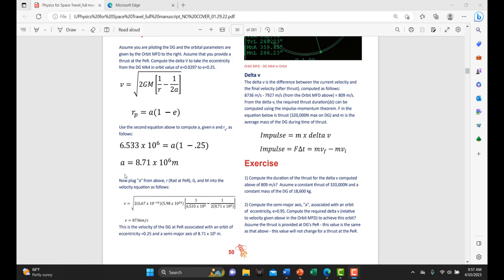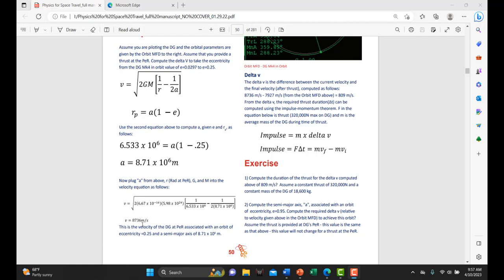Now I plug that into the velocity equation to get the new velocity. So this is the current location. R is the current location of the thrust. Again, we're providing the thrust at the periapsis point. And this is the semi-major axis, so 2 times this value here. And then, of course, this is just the mass of what we're orbiting. This is Earth in this case. And G is always the same, 6.67 times 10 to the minus 11. Solving this equation gives us a velocity of 8736 meters per second. So this is the new required velocity that must be realized at the point of thrust.